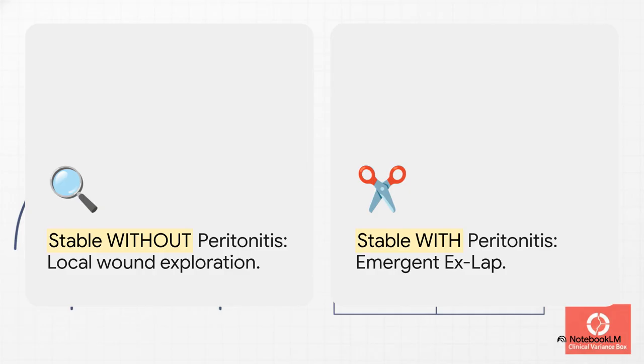The singular variable altering this entire pathway is the peritonitis parameter. Stable vitals combined with peritonitis dictates an immediate exploratory laparotomy. The peritoneal signs, that guarding and rebound tenderness, they trump stable hemodynamics every single time. No serial CT, no local exploration, just straight to surgery.